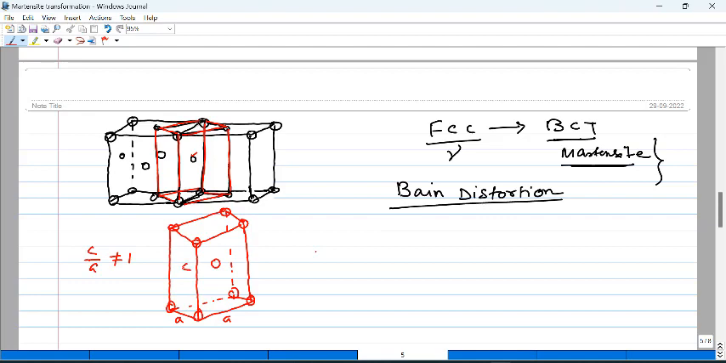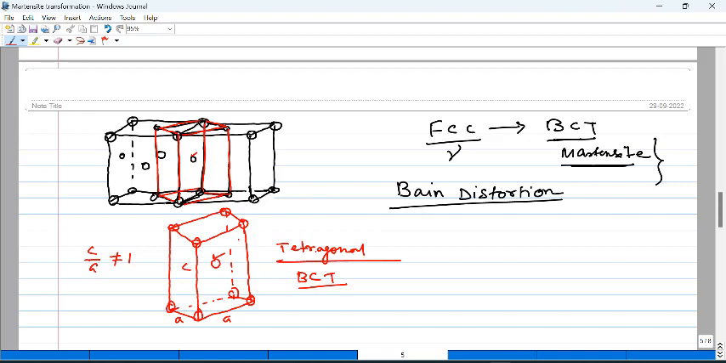This means that this is basically a tetragonal lattice, which we could sketch out from the FCC unit cell. If we do it in this manner, we see that it is a BCT structure which is coming out, because at the center of the body you have an atom. This is coming out as a tetragonal cell, and therefore this structure is body centered tetragonal, BCT. So C by A is not equal to 1 here.